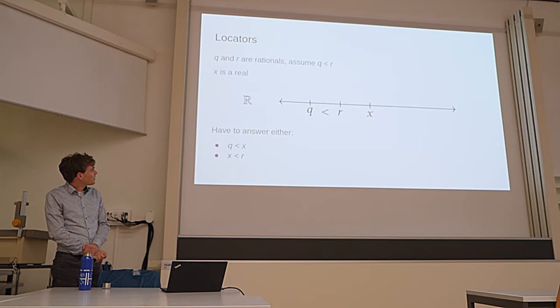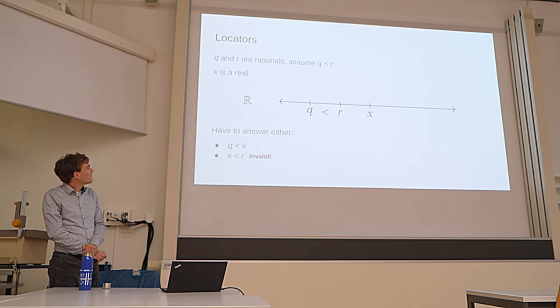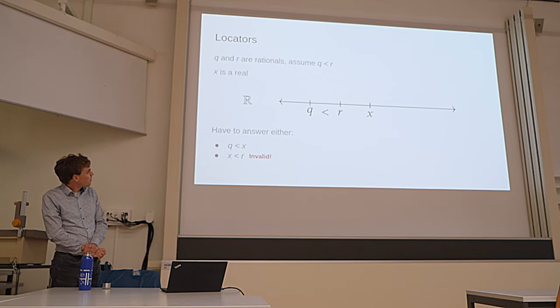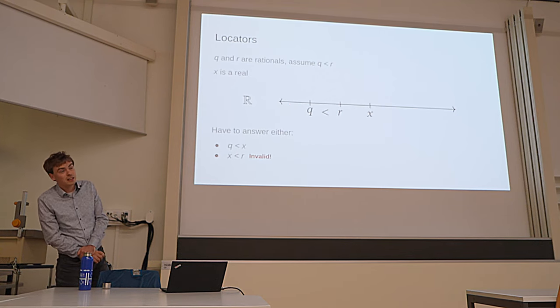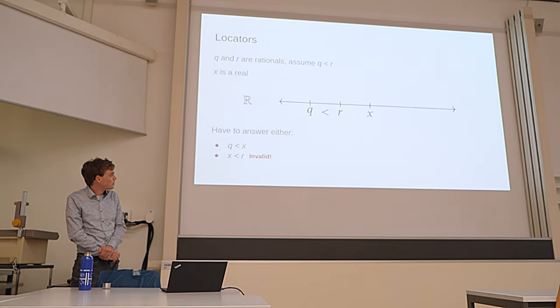Now, if you look at the particular scenario that I draw over here on the number line, you see that q is indeed less than x, but r is not. x is not actually less than r. This second scenario is invalid. So, in fact, there's only one thing that the locator can do in this scenario, which is to give a bit indicating the first one. Similarly, if x were on the other side, if x were over here, then x would be less than r, but q would not be less than x. So the first scenario would be ruled out, and it has to answer the second one.